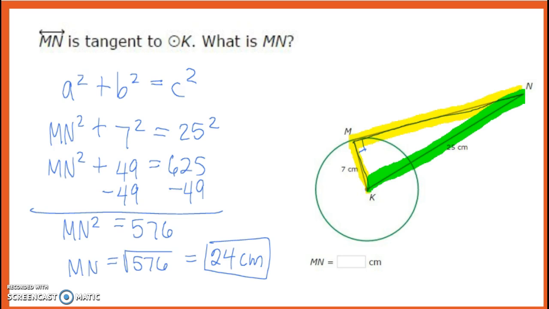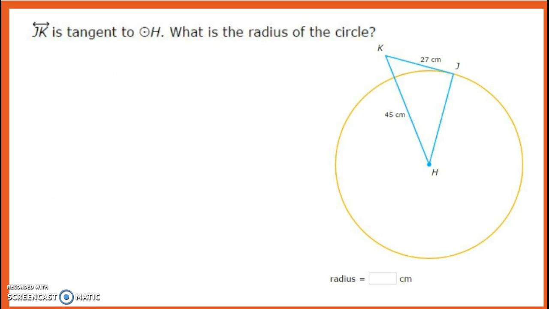All right, so this next one you should be able to do on your own. So if you want to pause the recording, try it, and then resume to check your answer. So here we are told that JK is tangent to circle H. What is the radius of the circle?